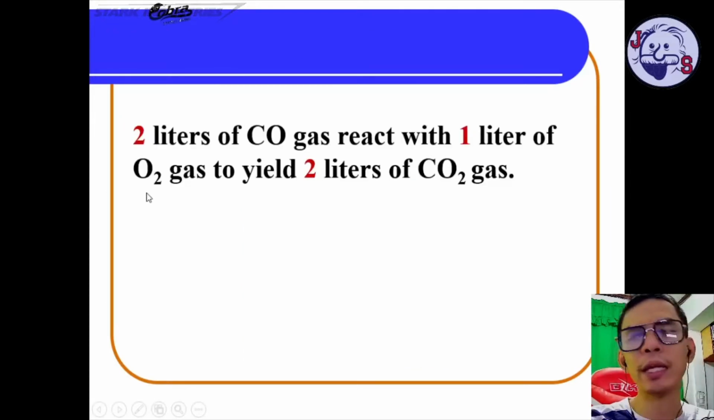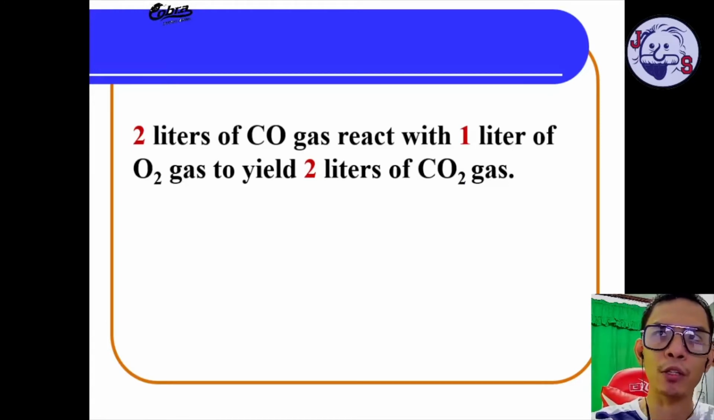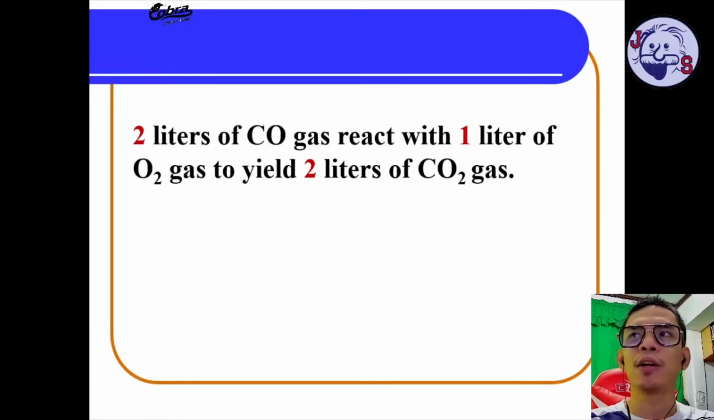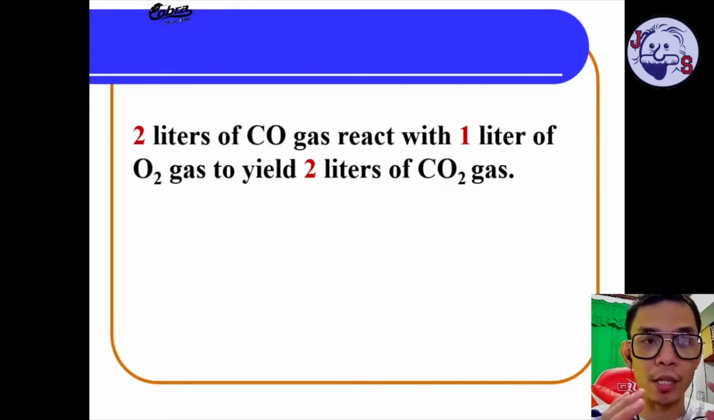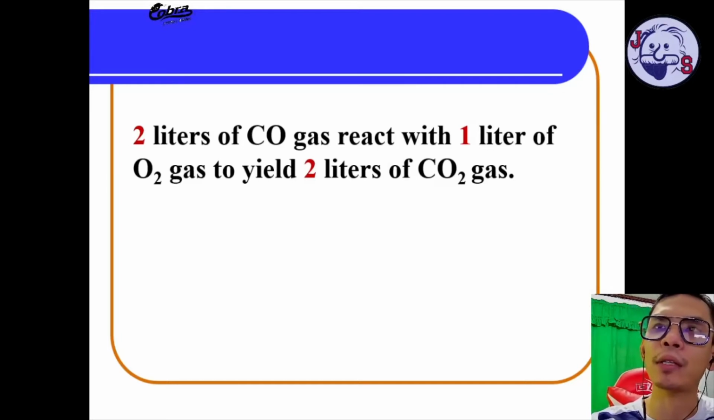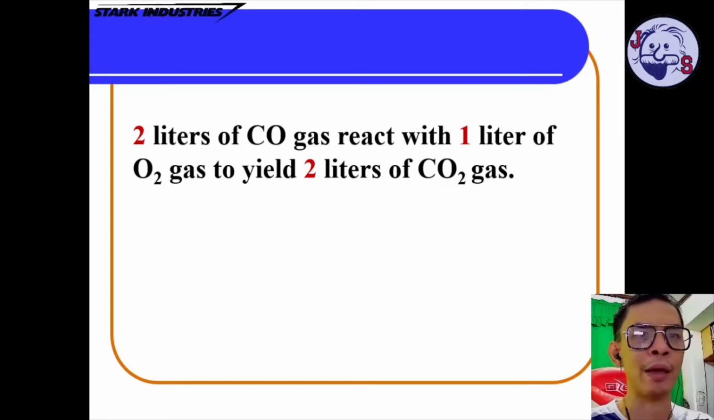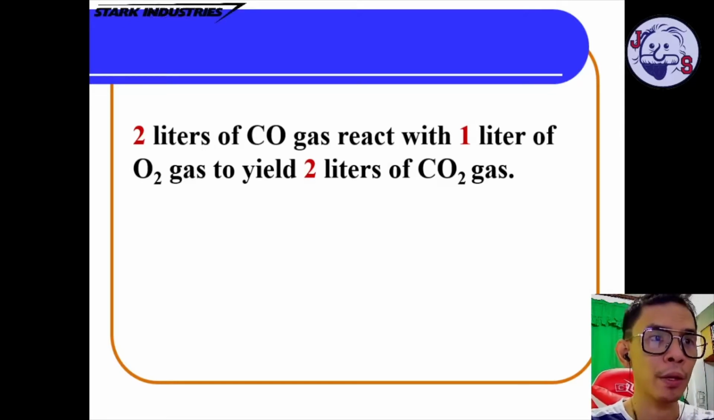If you take a look at this statement: 2 liters of carbon monoxide gas reacts with 1 liter of oxygen gas, and it yields 2 liters of carbon dioxide gas. The question here is, is this statement true? By all means, is this statement true? 2 liters and 1 liter of oxygen gas will produce 2 liters of carbon dioxide gas. How is that even possible? Is that even possible in the first place?